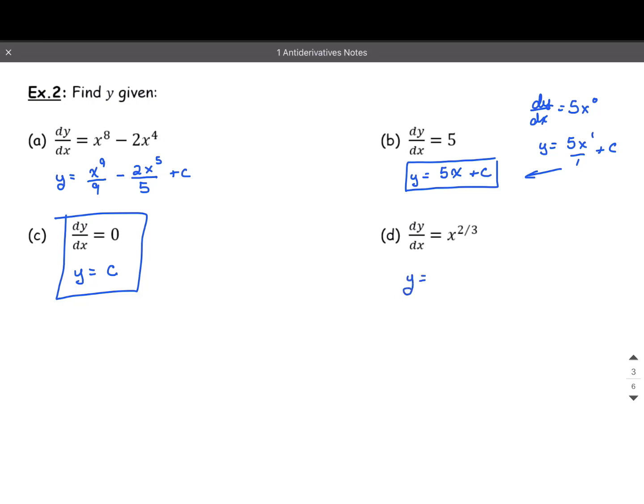Now x to the 2/3, I'm going to leave a little space, I'm going to write my x. Now 2/3 plus 1, 2 plus 3 is 5 over, keep the denominator 3. Now when we divide by this exponent 5/3, dividing by a fraction 5/3 is the same as multiplying by the reciprocal 3/5. And then, of course, we're going to remember to add our constant.